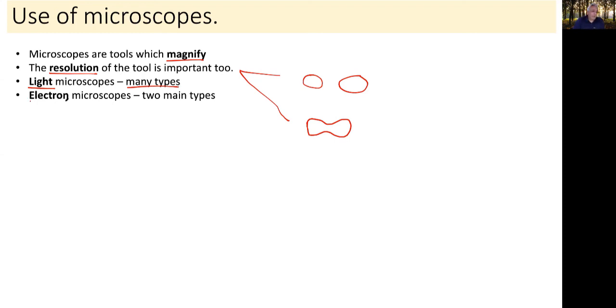And then lastly, we have electron microscopes. Electron microscopes don't use light as the medium of magnification. They actually use electrons, the particles that run around atoms. Those microscopes can go 10 to 100 to 1,000 times deeper into magnification. There are two main types of electron microscopes, the scanning electron microscope and the transmission electron microscope.